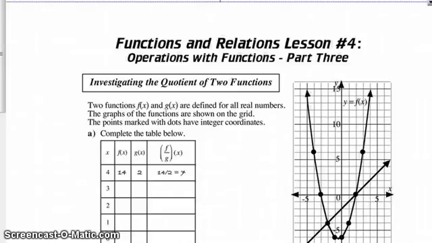Welcome back, Math 30-1. So we're continuing our travels with playing with functions, or operating with functions. So far in your travels, you have added two functions together and seen what you've created, adding any two functions. You've subtracted two functions and you've come to some conclusions. And in the last lesson, you've multiplied two functions together and you've created new functions with those operations.